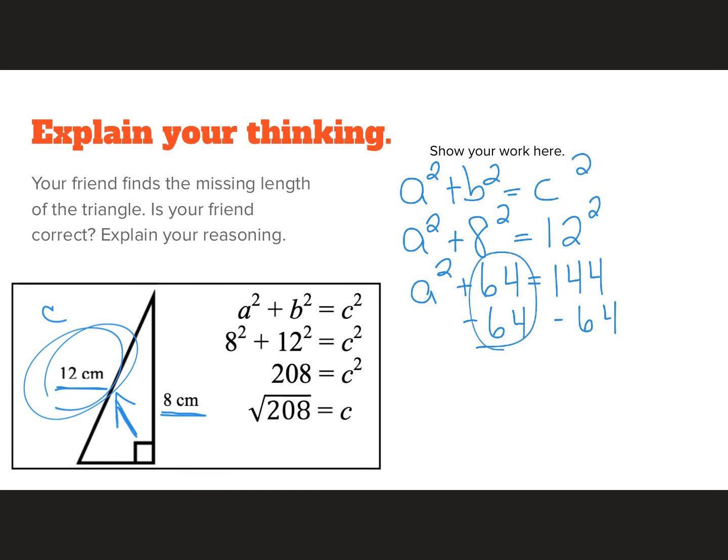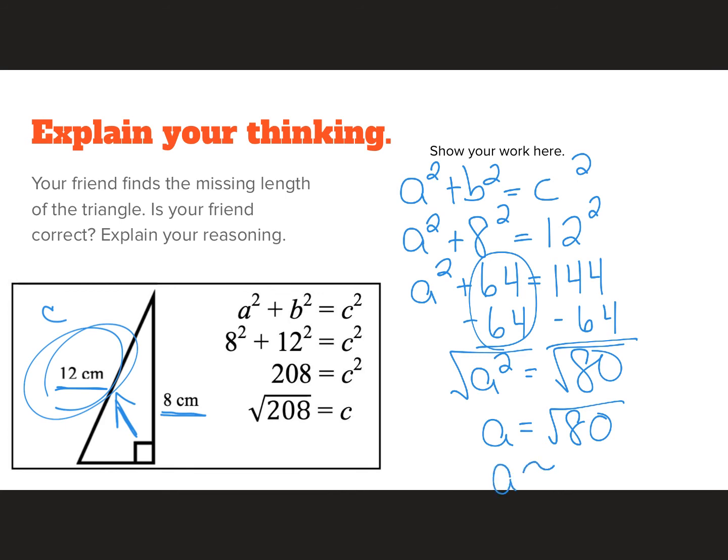Here it cancels. Over here I get 80. So I have a squared equals 80. So I take the square root of both sides. I get a equals the square root of 80, which if I did it approximately, it would be 8.9. Okay, if I actually did that, but it's exactly the square root of 80.